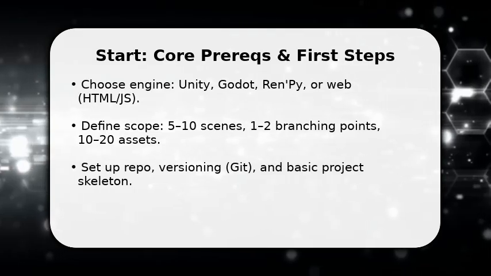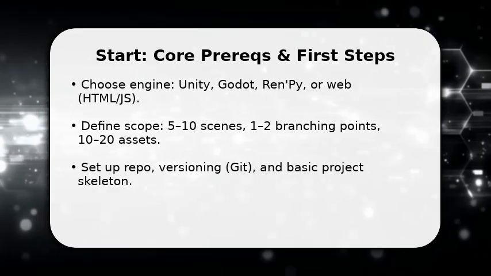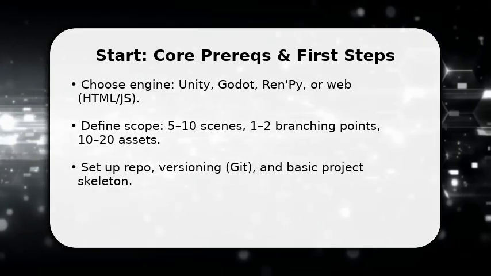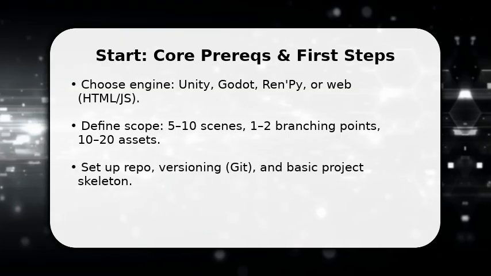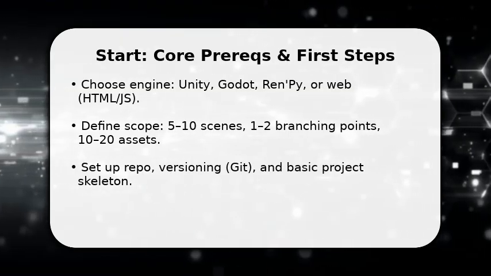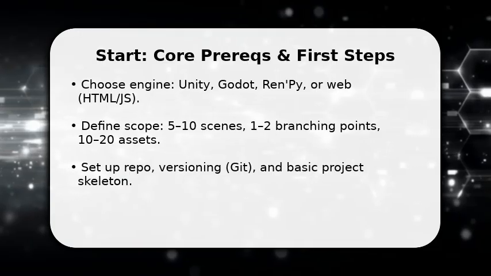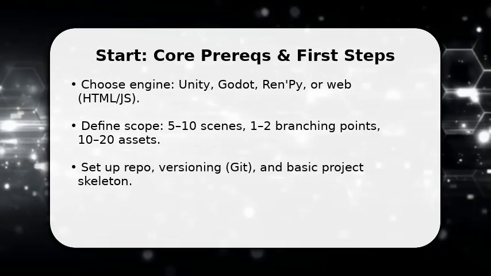You begin by picking an engine and why it fits your goals. Unity for visuals, RenPy for narrative, Godot for lightweight control, or Web for instant play. Next, define a narrow scope, list 5 to 10 scenes and 1 to 2 branching points so you can finish.